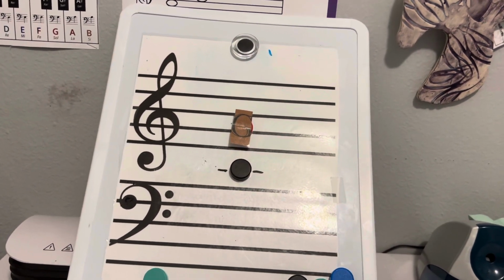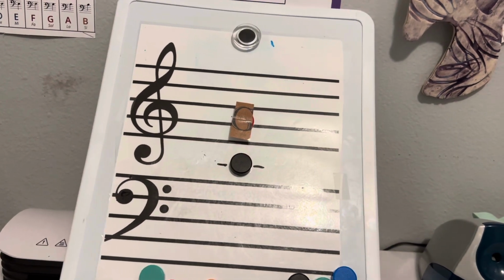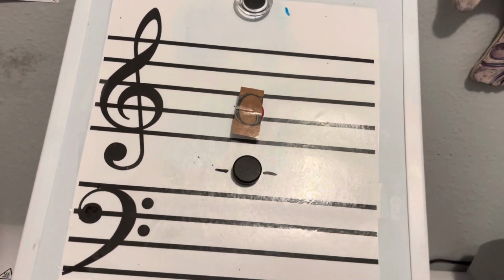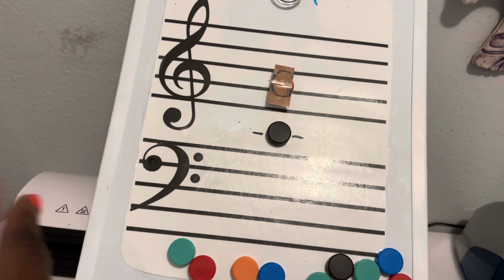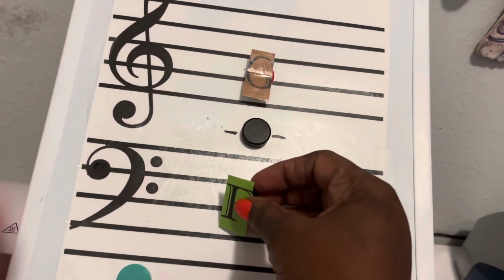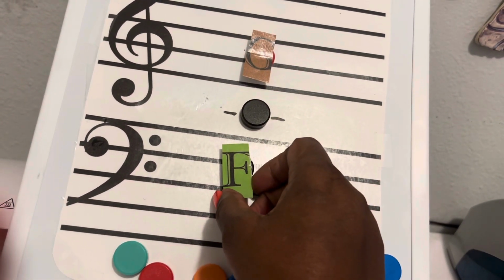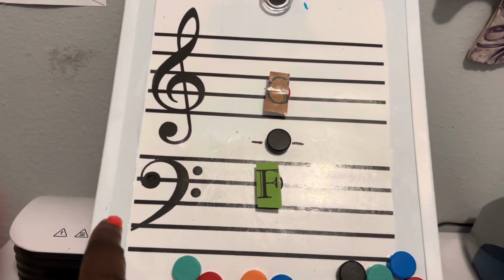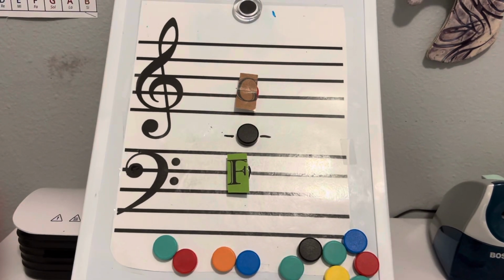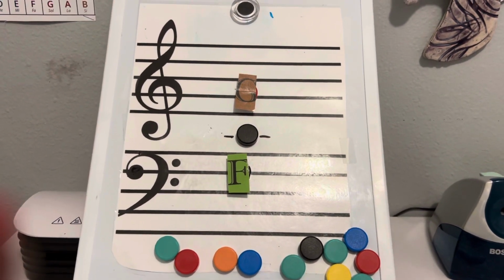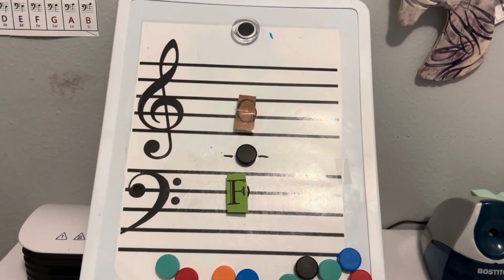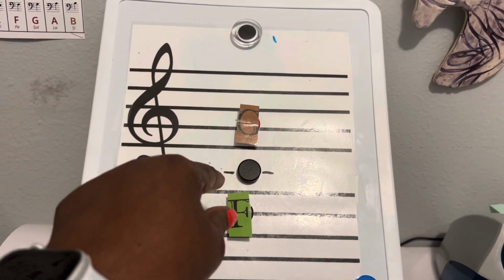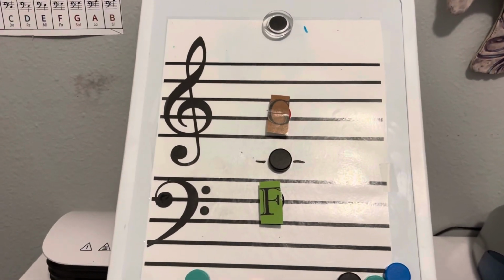I heard you. Now we're going to go down to the bass clef. That means lower pitches. And we're going to put it on that second line. And that is called F. Bass F. Say bass F. All right. So we know where G is, we know where C is, and we know where F is, okay?